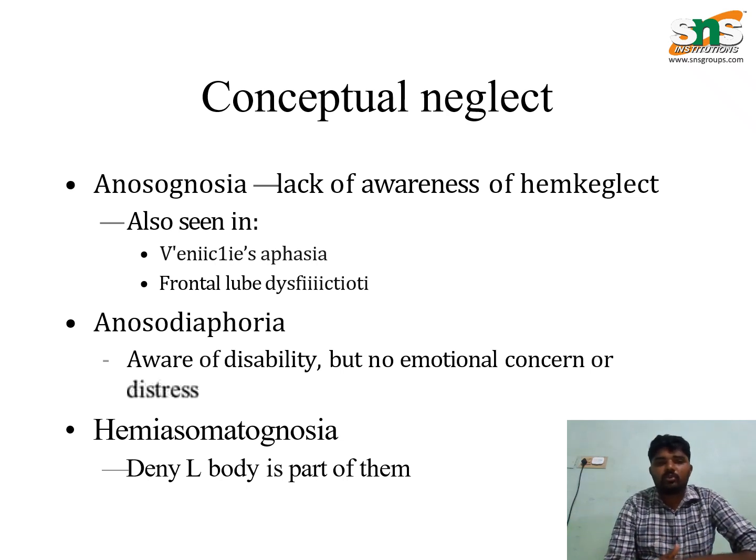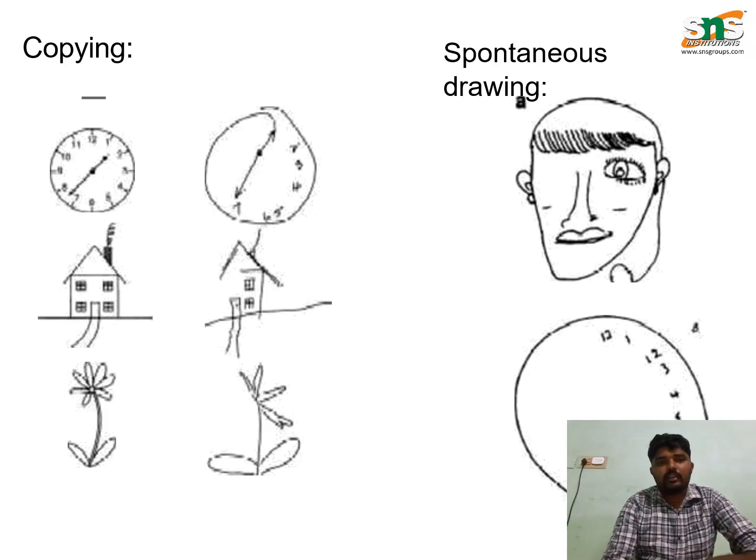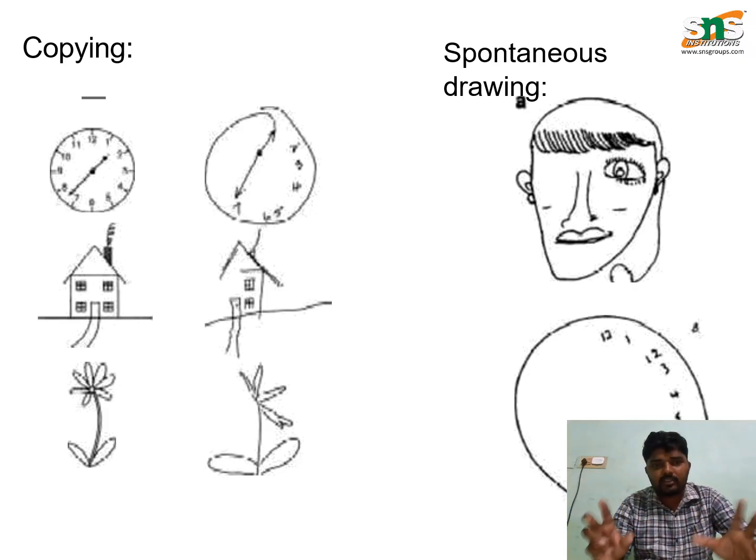Okay. Then anosodiaphoria is being aware of the disability but having no emotional concern or distress. Asomatognosia is where the left body part is not recognized. Then copying: items are missing. The copying items and the spontaneous drawing items are missing in neglect syndrome.